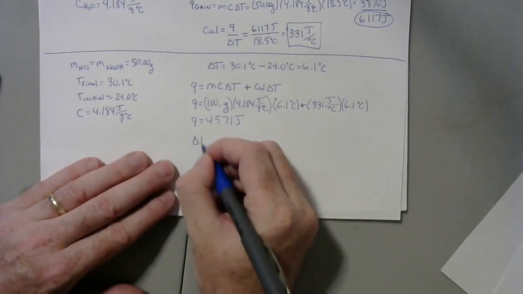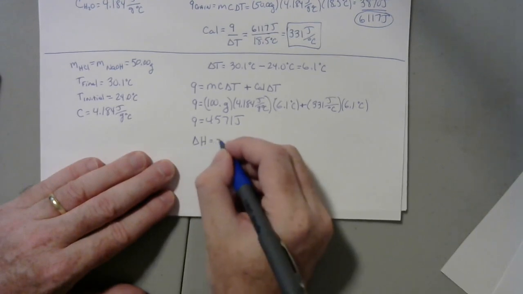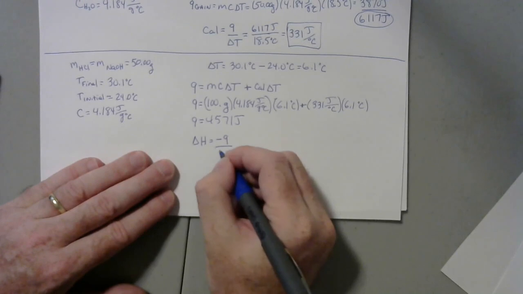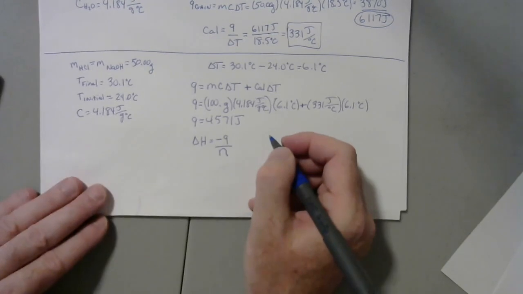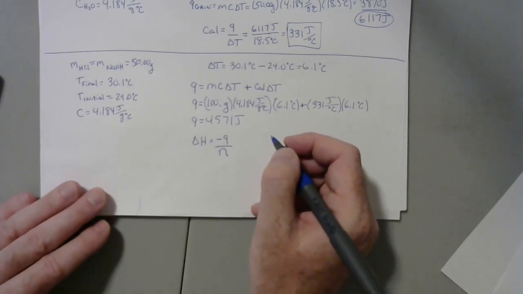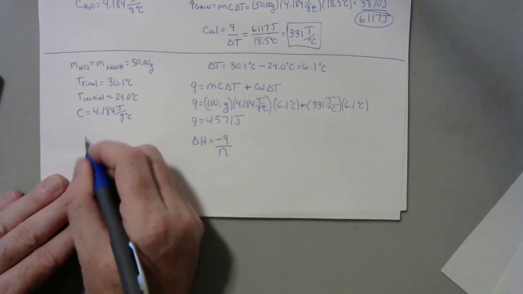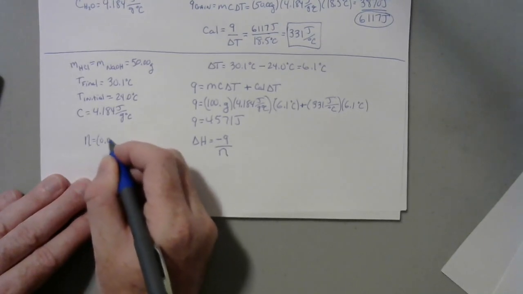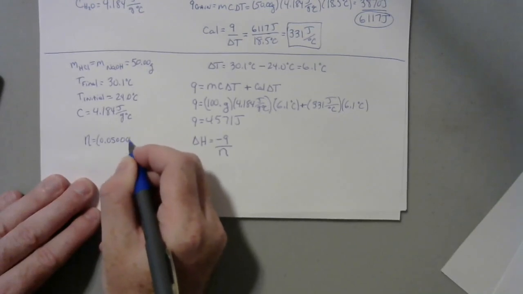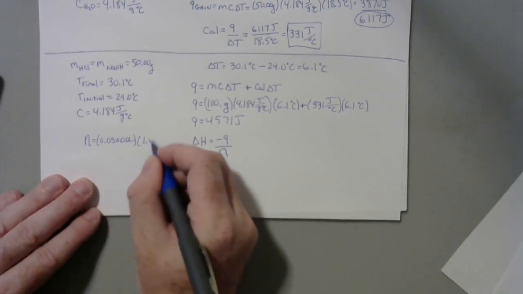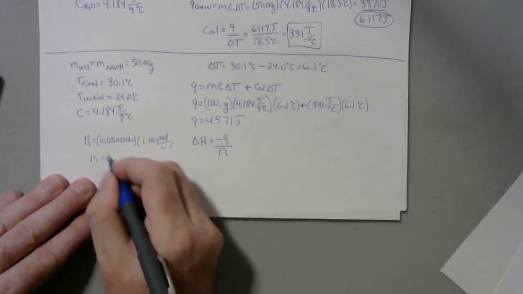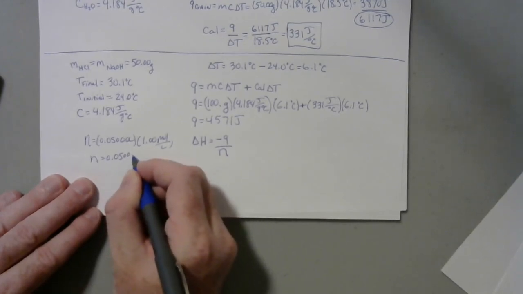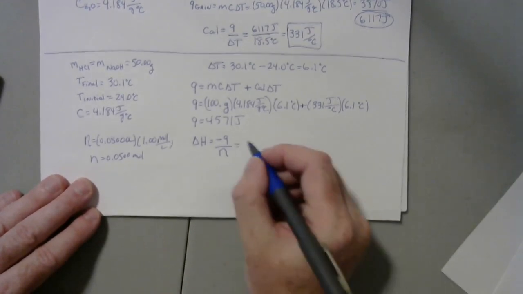Now if I want the heat in kilojoules per mole, I'm going to need to take it one more step. The heat of reaction is going to be negative Q to get the sign right, divided by the number of moles of the limiting reactant. In this case, we both had 50 milliliters and 1 molar, so our moles is going to be 0.05000 liters times 1.00 moles per liter. So our moles is 0.0500 moles.